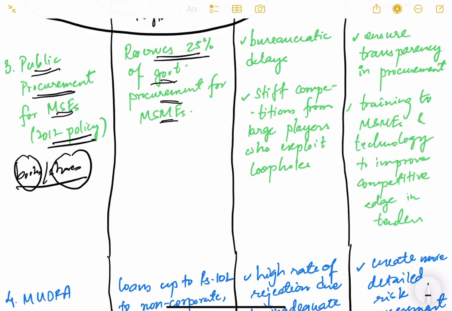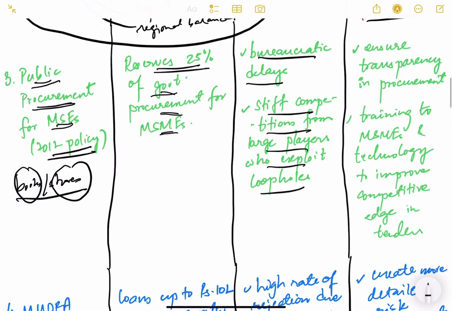Now, there are obviously shortcomings here also. Bureaucratic delays. Many a time the government has a scheme, but because of the bureaucratic process and other things, there are a lot of delays in payment, in placing of the order also, and there is very stiff competition from large players who exploit the loopholes. So if there are any loopholes in this policy, then the large industries will exploit those loopholes, and they will end up getting the orders from the government rather than the small industries who have very limited reach and very limited lobby. So because of lobbying from the large industries, many a time this policy is not implemented in a true sense. So that is one of the shortcomings.